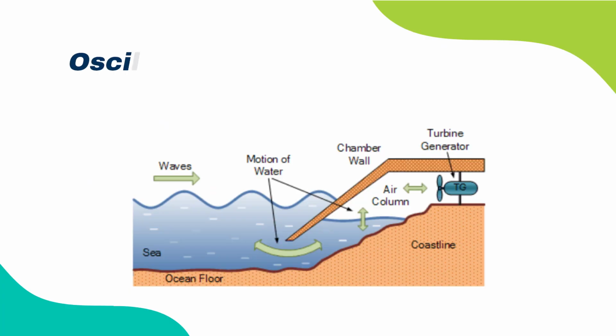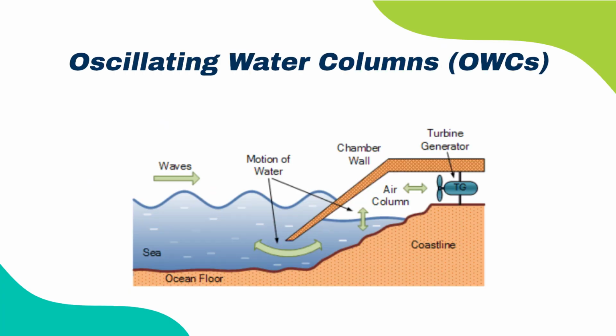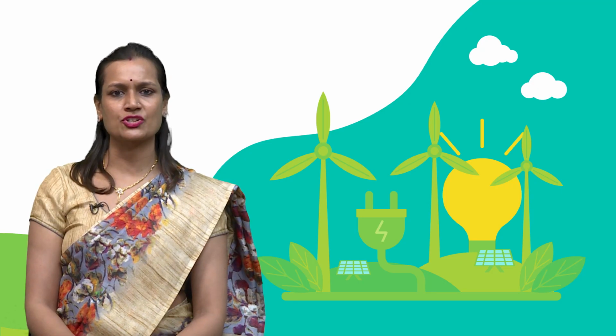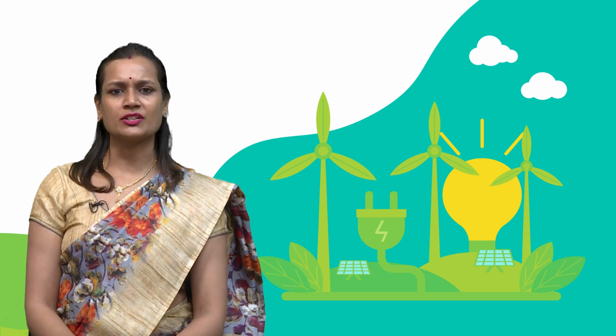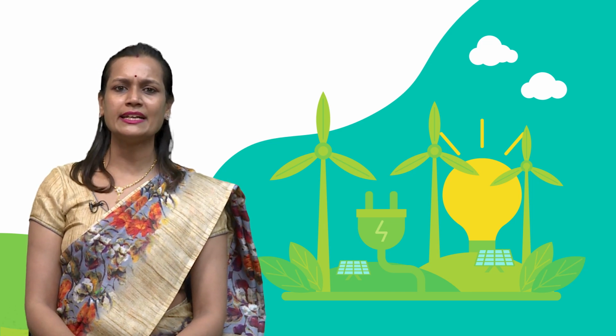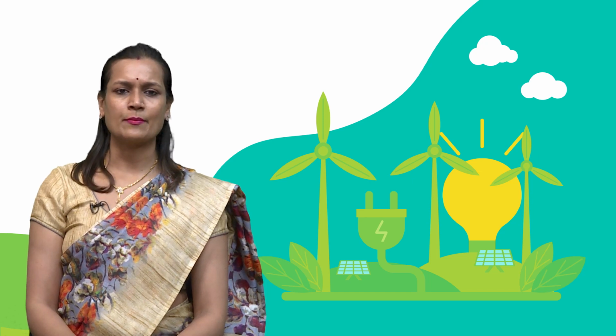Fourth, oscillating water columns. Oscillating water columns consist of partially submerged chambers with an opening below sea level and a roof above it. Waves entering the chamber cause the water level to rise and fall, creating variations in air pressure. These pressure fluctuations drive a turbine connected to a generator producing electricity. Oscillating water columns are known for their reliability and relatively simple design.